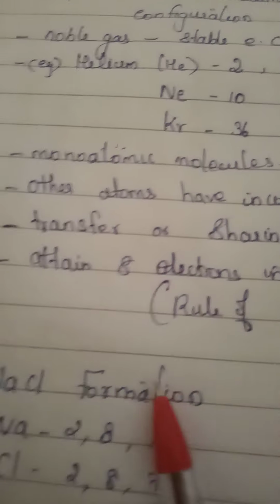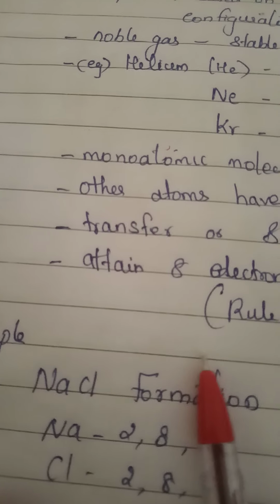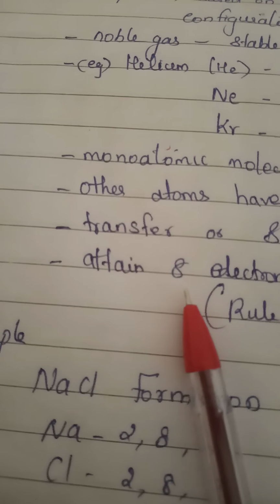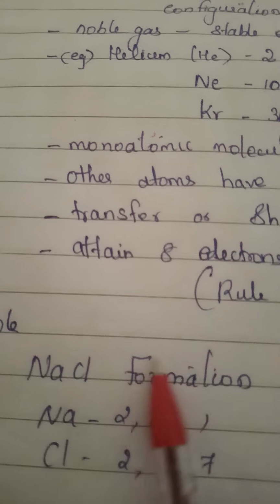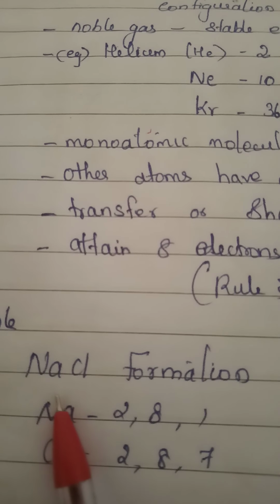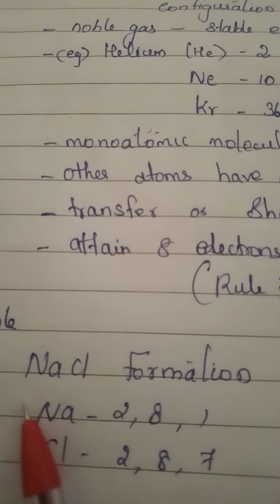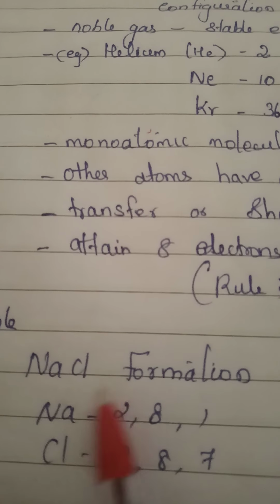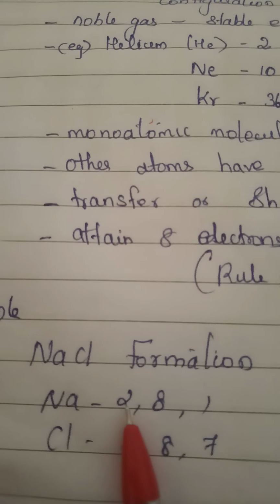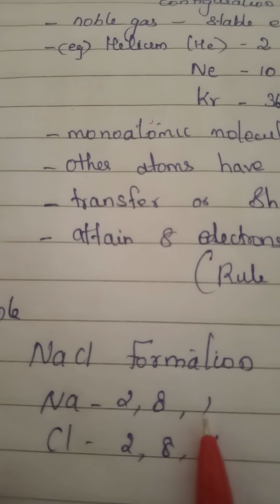The next one is formation of sodium chloride. For example, I said they will combine with each other either by transfer. For that, a simple example we can see: sodium chloride formation. Sodium is a metal, chlorine is a non-metal. Sodium has the electronic configuration 2, 8, 1.